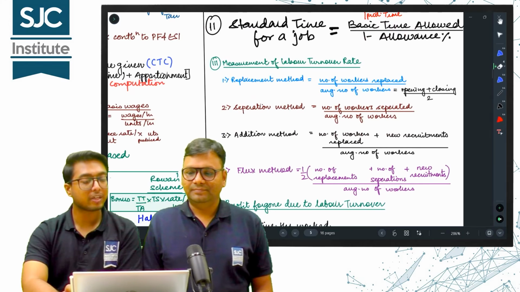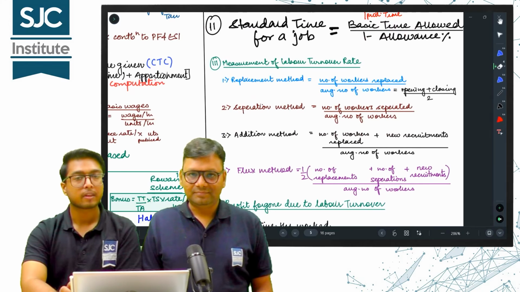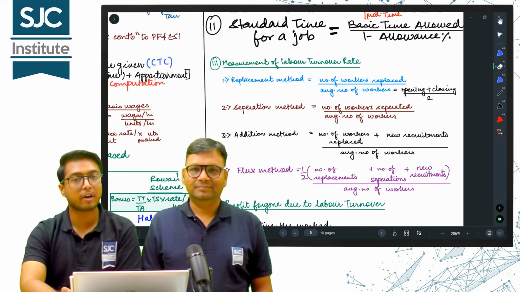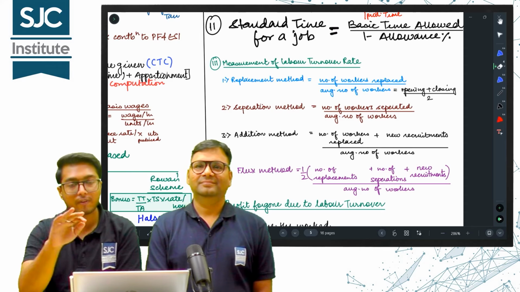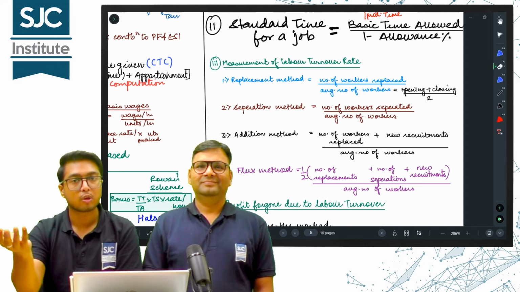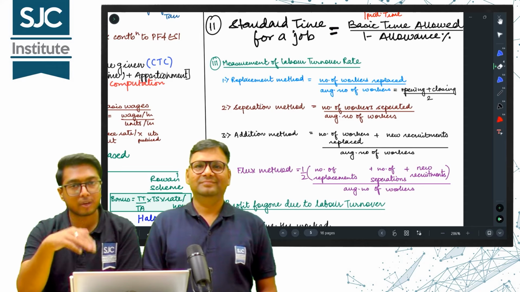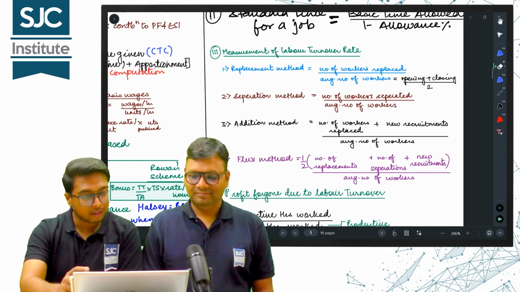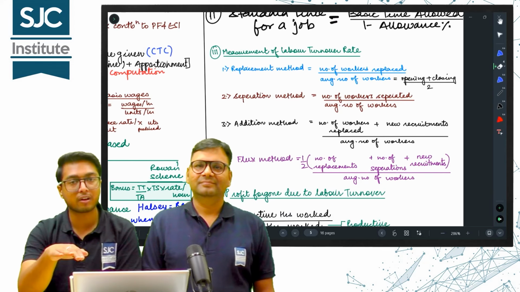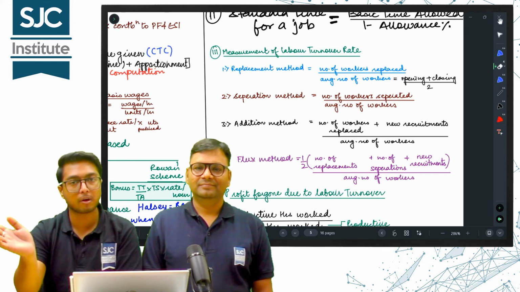Now moving on to the measurement of labor turnover rate. So there are 4 formulas for measurement of labor turnover rate. The first one being replacement method. As the name suggests, it is number of workers replaced divided by average number of workers. So what is average number of workers? Opening workers plus closing workers divided by 2. Separation method: similarly, number of workers separated divided by average number of workers.